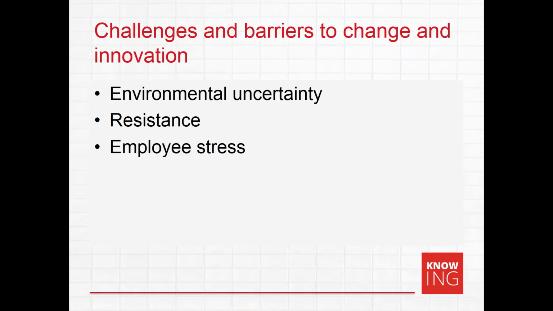So while the external and internal environment creates pressure on the organisation to change and innovate, there are a number of challenges and barriers that can make it very difficult to manage change and innovation. The degree of uncertainty in the environment can make it difficult for organisations to know how or when or even what to change.